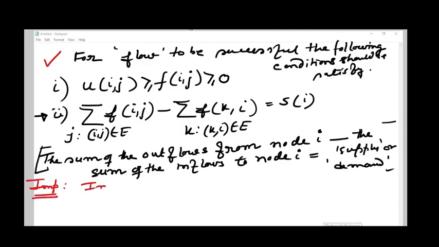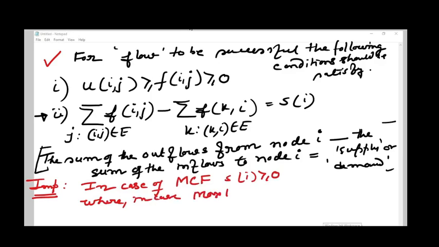In case of min cost flow problem, this supply can be greater than or equal to 0, whereas in case of max flow problem, supply or demand is equal to 0. Shall I go to the next?